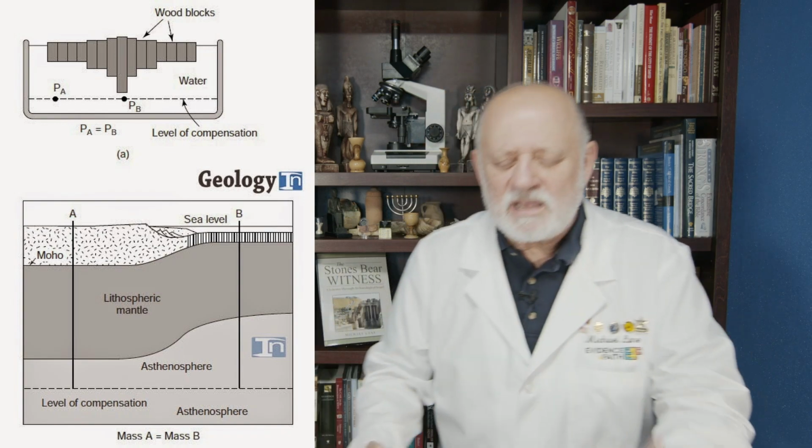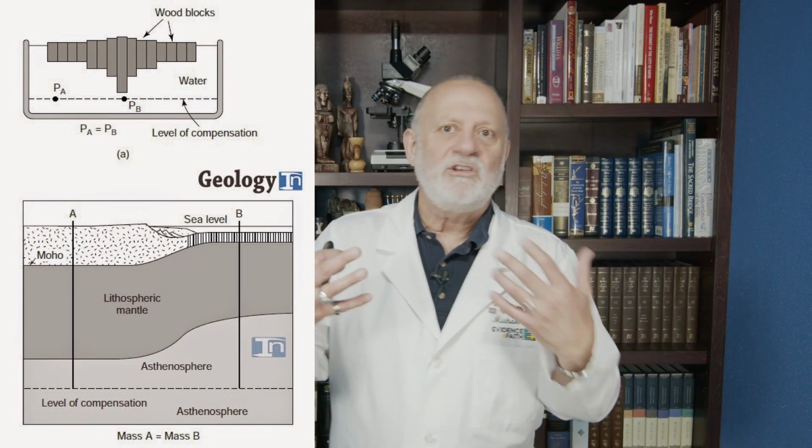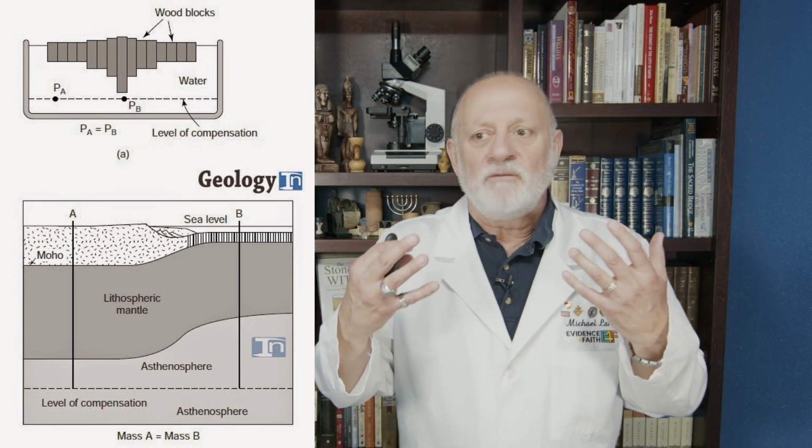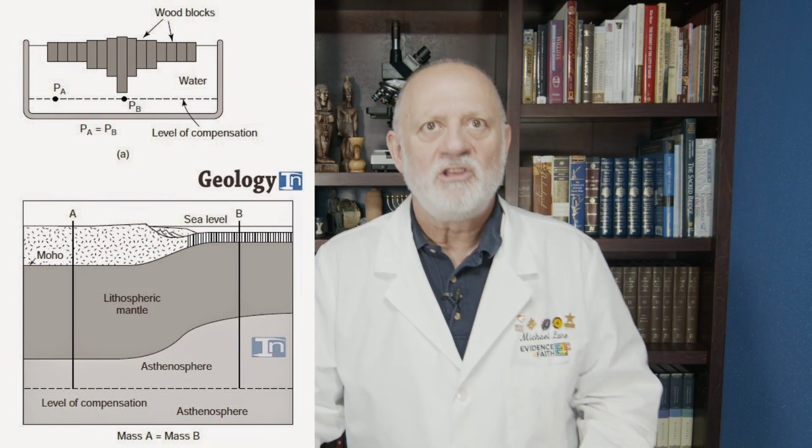Now, I keep saying this over and over, and you might be asking why he keeps repeating that isostasy deals with the balance of the crust on the mantle. It's because that's what this theory is, and this is in the Bible.